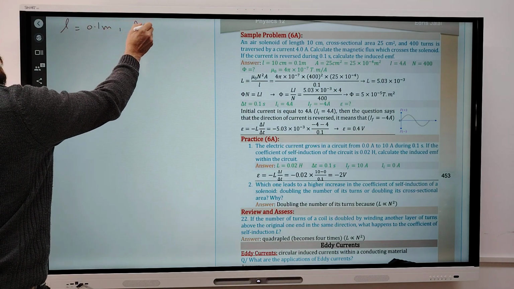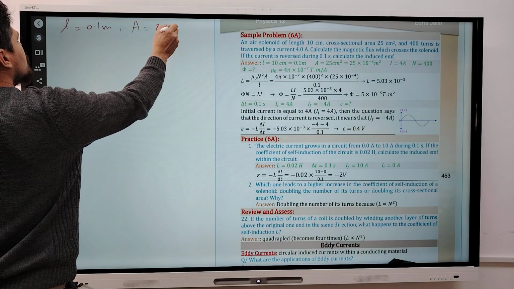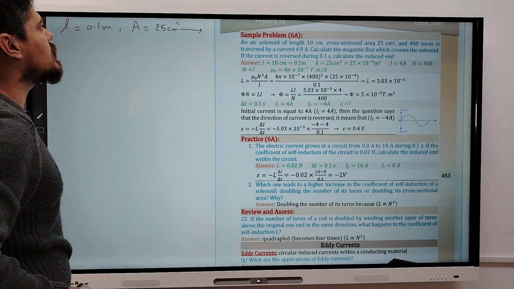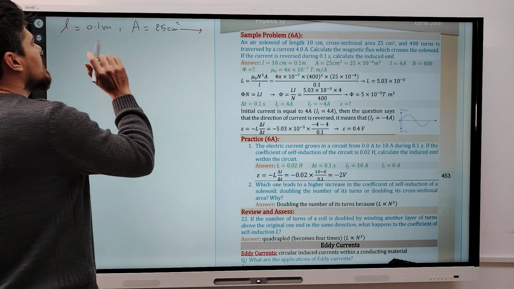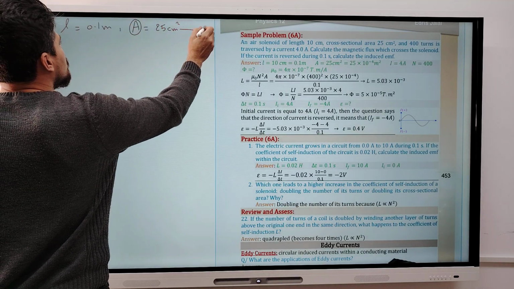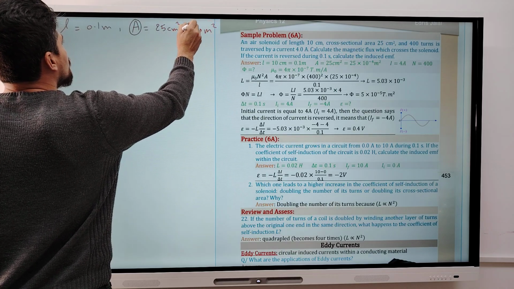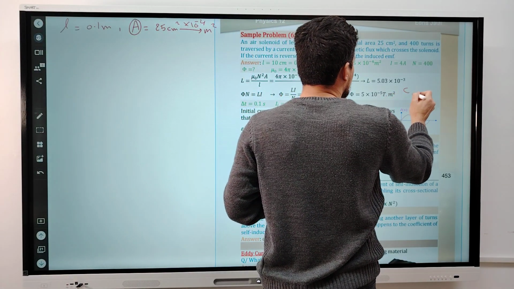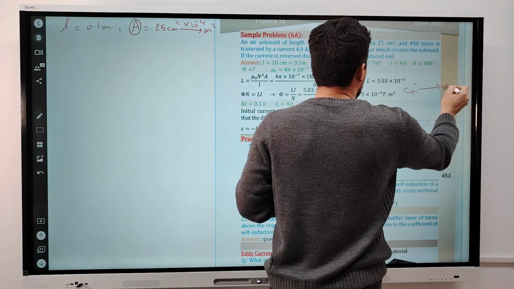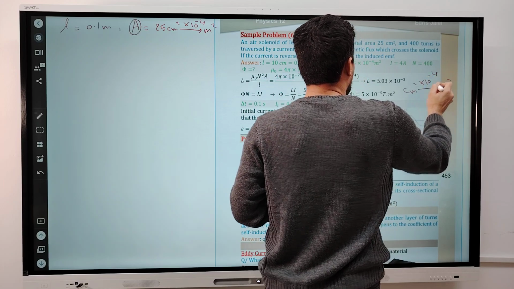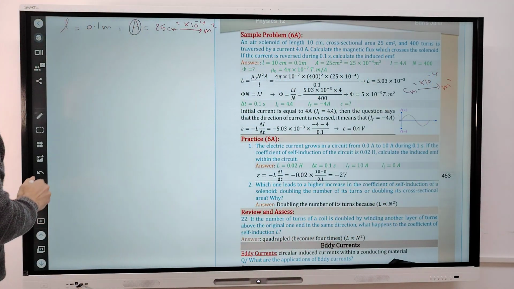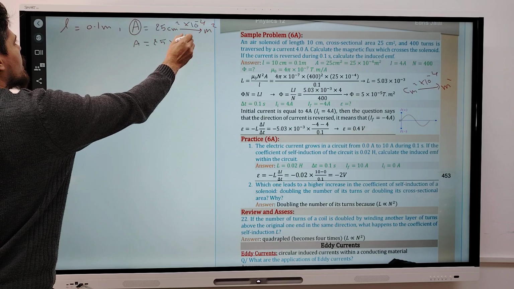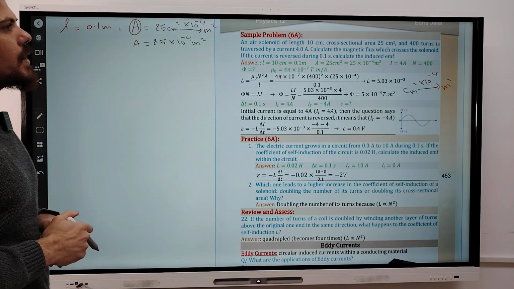Be careful. Area is given 25 centimeter square. Please don't forget to convert the units. It's not allowed to solve area with centimeter square. You have to convert to meter square, multiply 10 power negative 4. Why? Because converting centimeter square to meter square, multiply 10 power negative 4. Okay? So area is equal to what? 25 times 10 power negative 4 meters squared.